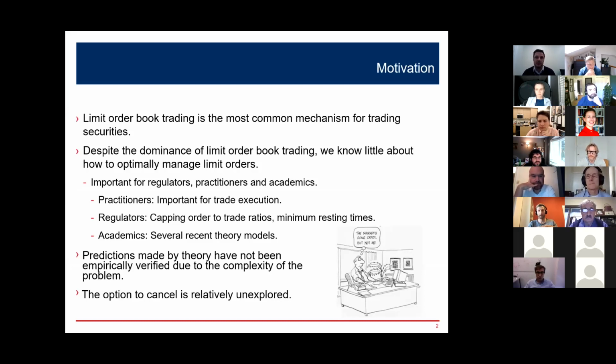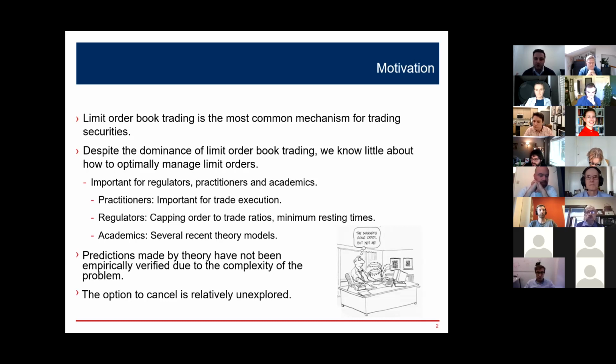These are pretty important questions that almost every trader faces. If you want to buy some equities or trade futures, options, or crypto, you're going to face this type of problem. So it's important for practitioners, but it also becomes quite important for regulators. We see regulators imposing things like minimum resting times and capping order to trade ratios. If regulators don't understand how traders should optimally manage their orders, these types of restrictions could prevent people from being optimal.